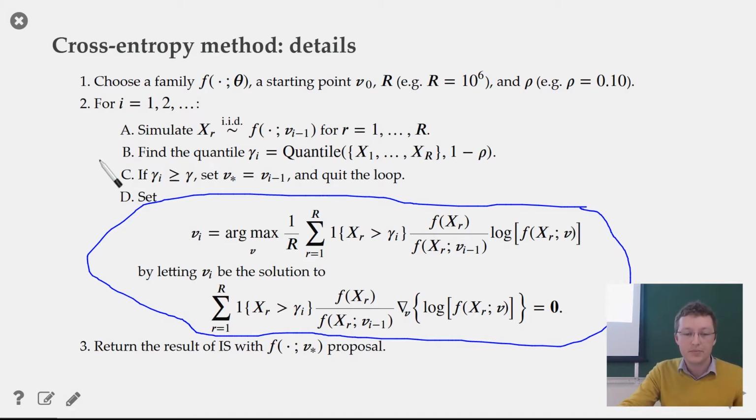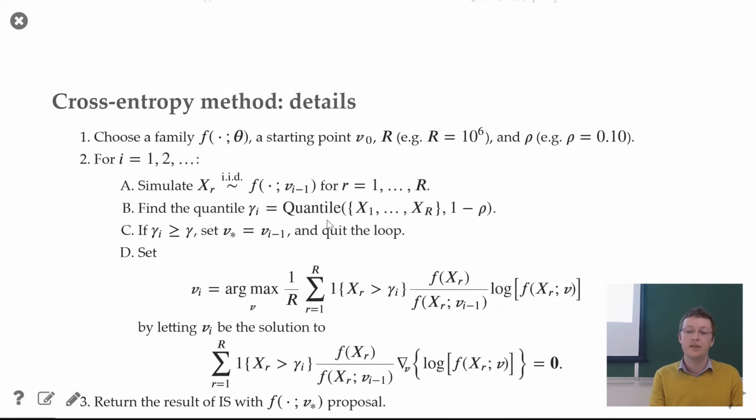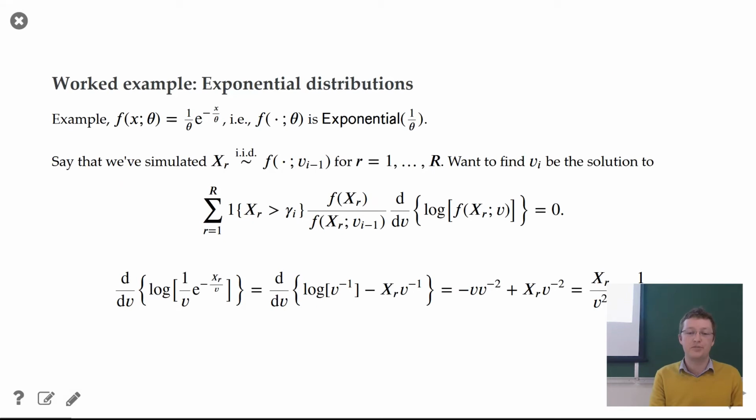I'll go back a step. So at the high level, just again a reminder, you choose some family of distributions you're searching inside. You choose some starting point, which is some starting distribution, and then you step closer, and you're trying to, given where you are now, v i minus 1, get the next one, which is as close as possible to the G star optimal one. And that as close as possible is what I'll be discussing.